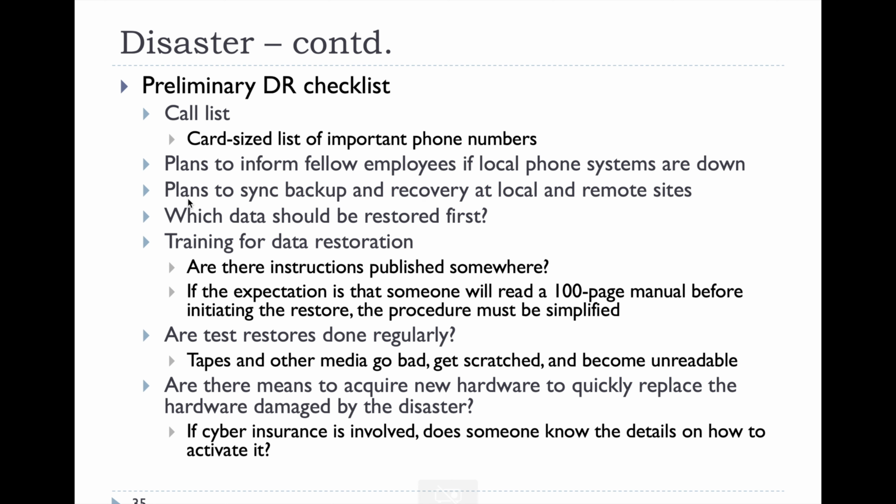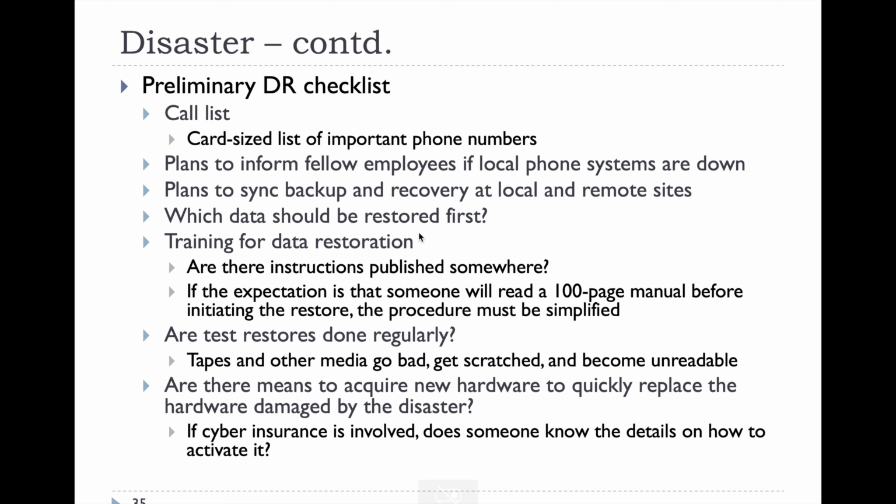What are the plans that we have to sync backups and recovery at local and remote sites? Which data should be restored first? In the case of a disaster, all of our IT infrastructure is down. All of it is not working. What should be restored first? This should be in our disaster recovery plan so that we don't make that decision at the moment, but can make it ahead of time. We know which devices, which servers should be restored first.